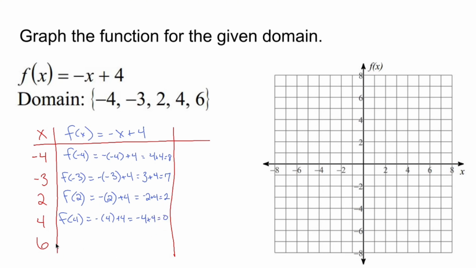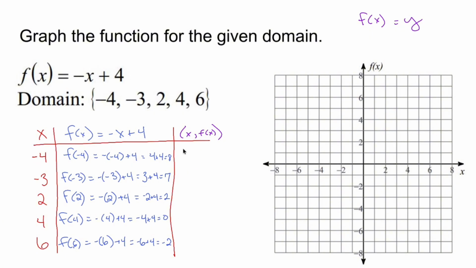And last but not least, we have ourselves 6. So f of 6 is going to equal negative parentheses 6 plus 4, which is -6 plus 4, and -6 plus 4 is -2. Now, what this gives us is ordered pairs. Even though it's f of x, remember, f of x is the same exact thing as y. So I'm going to treat this as a point that looks like f of x, or y. Technically, you write out the point like this, but don't overthink it. It's just xy, all right?